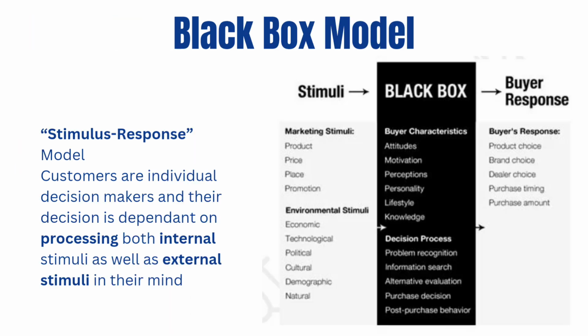Next comes the black box model, also called the stimulus response model. It says that customers are individual decision makers and thinkers that process internal as well as external stimuli in order to make purchase decisions. This is illustrated in the graph that I have shown you here, which talks of the various stages of this model, primarily the stimuli, the transformation process, and the response. It may seem a bit complicated, but it actually works in a fairly straightforward way.